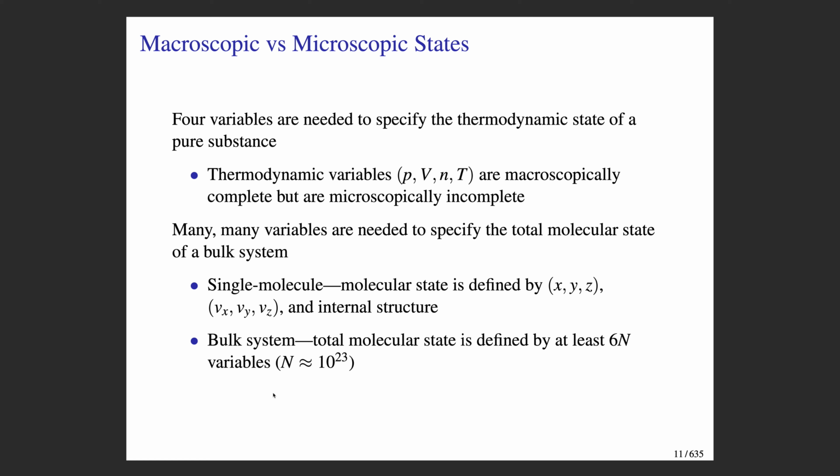For a bulk system where you have on the order of 10 to the 23 molecules, you would need 6 times that many pieces of information in order to identify explicitly the total molecular state of the bulk system. Okay, obviously that's impossible. So from the perspective of thermodynamics, knowing only 4 variables is incomplete. You have incomplete information about the system at the microscopic level. But from the macroscopic perspective, knowing the 4 variables is all you need to know.